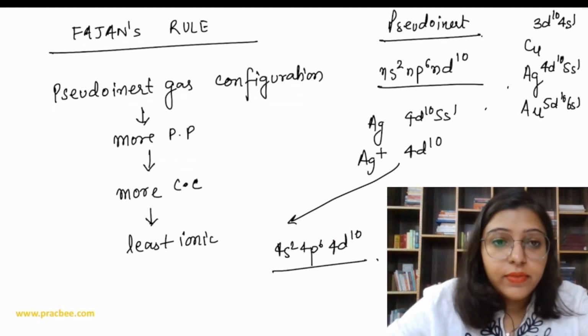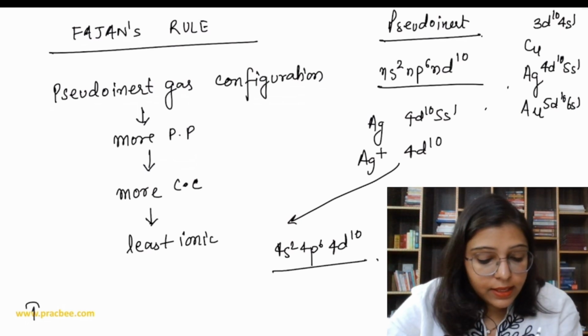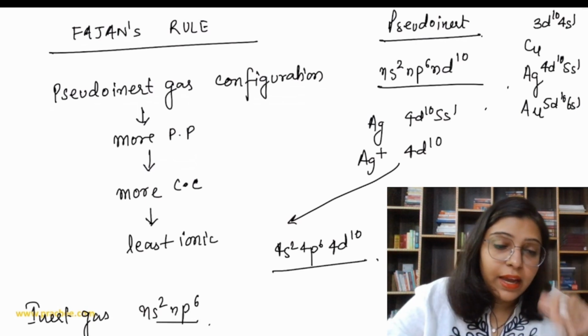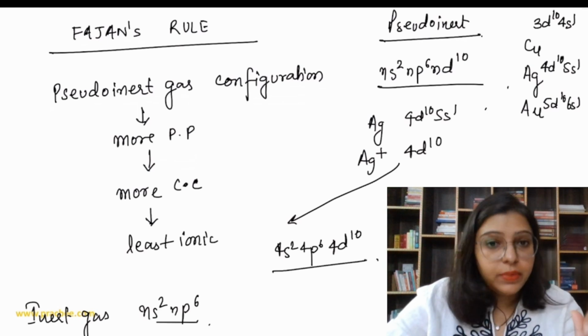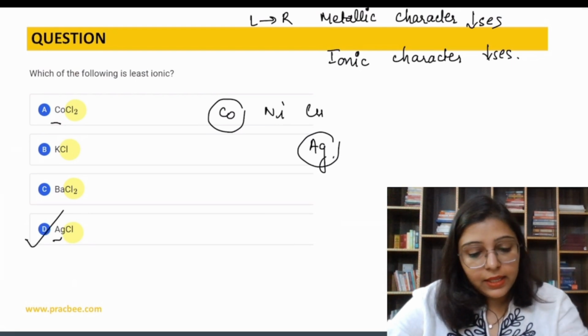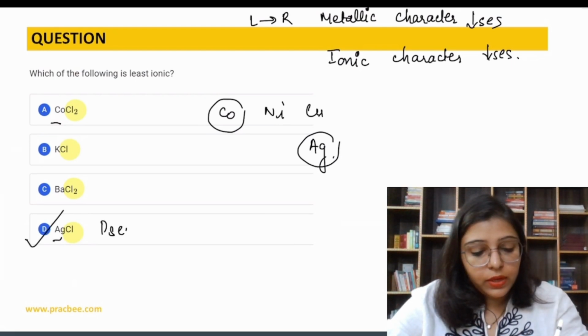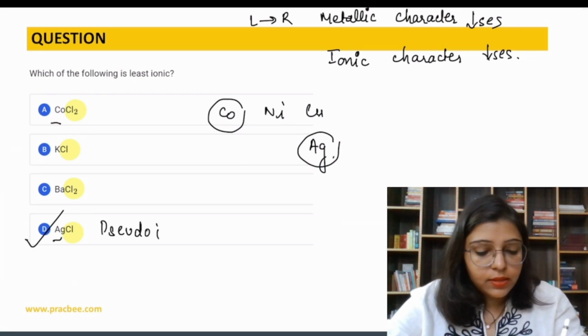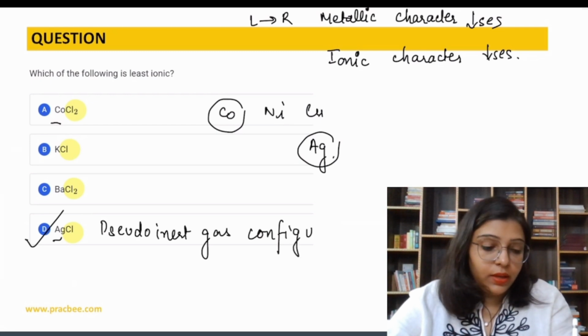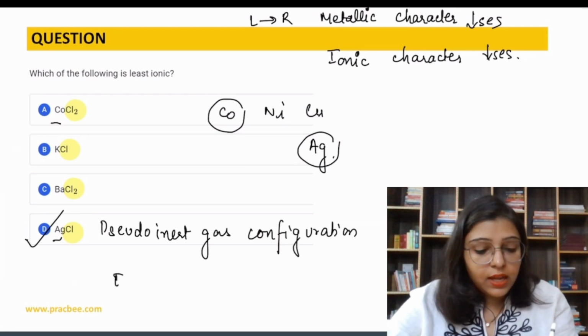Pseudo inert gas configuration, because what is the inert gas configuration? Inert gas configuration is ns2 np6. So it is pseudo. Why? Because here we have electrons in d and d is also completely filled. So it has more polarizing power, right? So more covalent character. So from this explanation, we can say that AgCl is least ionic, and why? What is the actual reason? That is the pseudo inert gas configuration. So we have applied the Fajans rule over here, right? Which rule? Fajans rule.